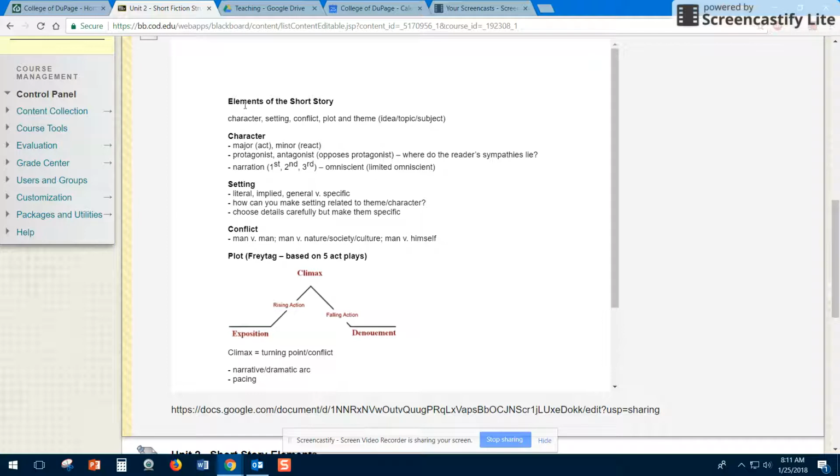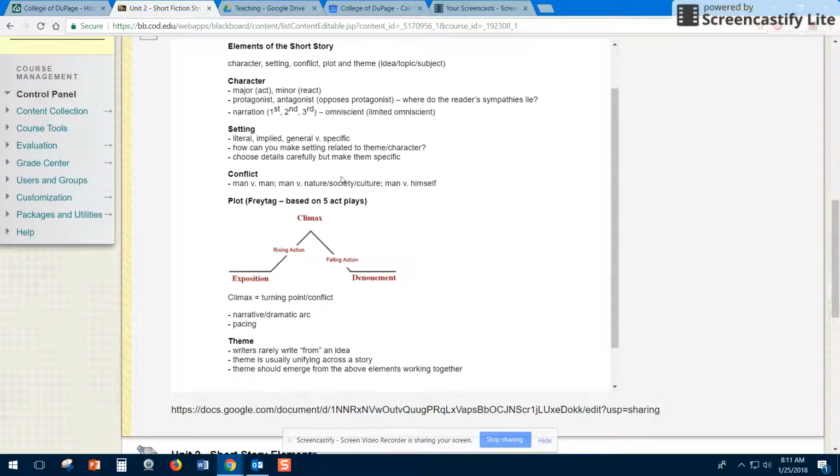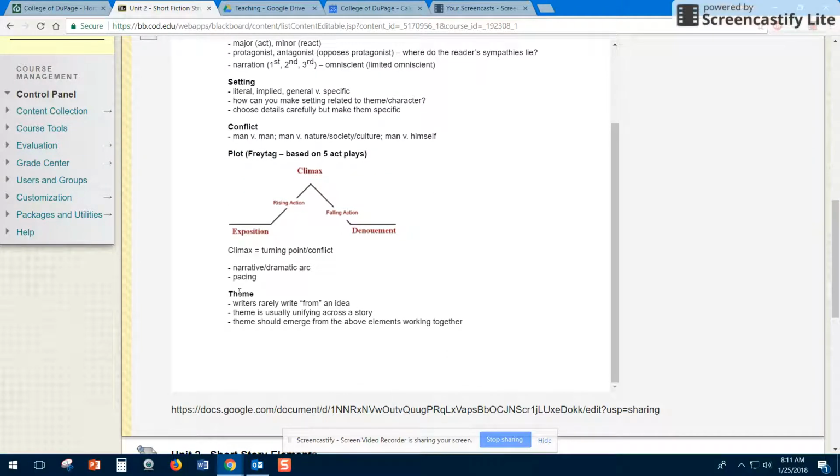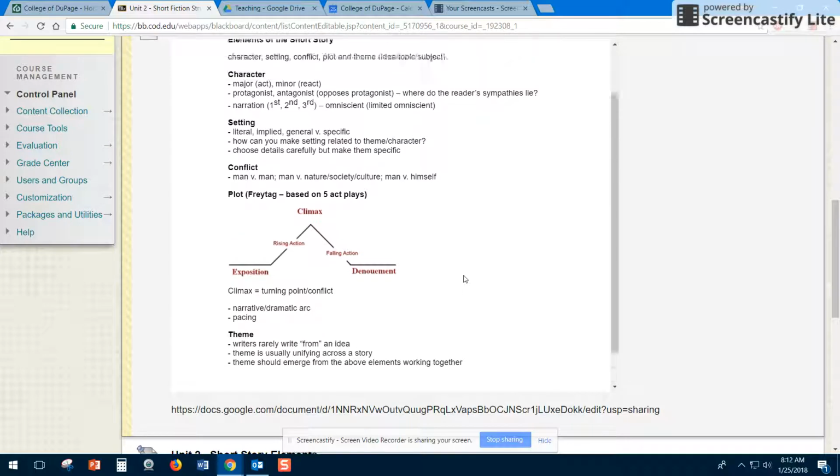So we have broken up the elements here into character, setting, conflict, plot, which is primarily what we're working with in this unit, and then theme. Again, a really generic term for the idea, not necessarily the moral of a story, since we generally don't want a story with a bunch of morals or lessons about life. But again, the symbolic content, the allegory, the metaphor, et cetera.